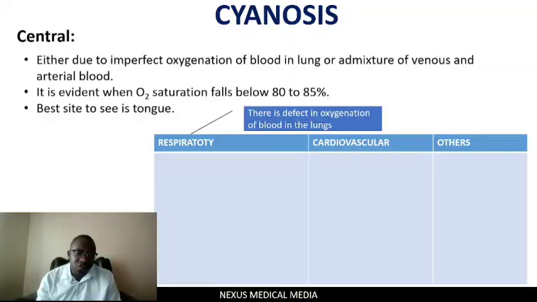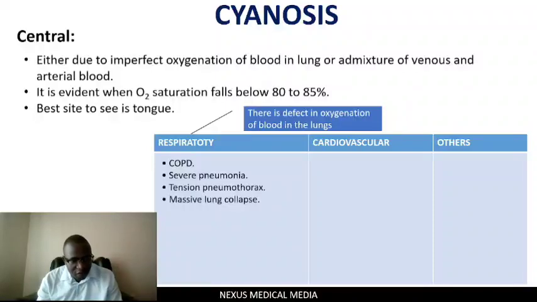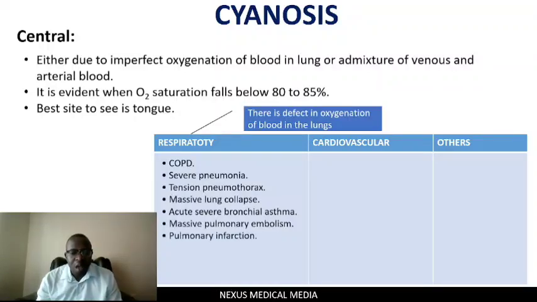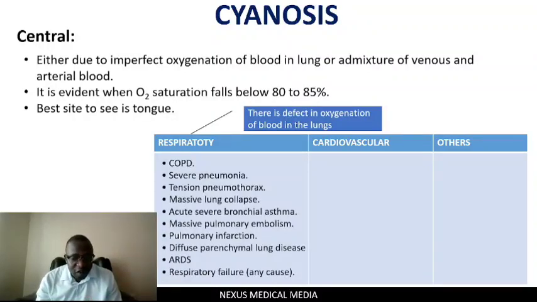The conditions that can cause central cyanosis are chronic obstructive pulmonary disease, COPD, severe pneumonia, tension pneumothorax, massive lung collapse, acute severe bronchial asthma, massive pulmonary embolism, pulmonary infarction, diffuse parenchymal lung disease, also known as interstitial lung disease or interstitial lung fibrosis, acute or adult respiratory distress syndrome, and respiratory failure due to any cause. These are the respiratory causes of central cyanosis.